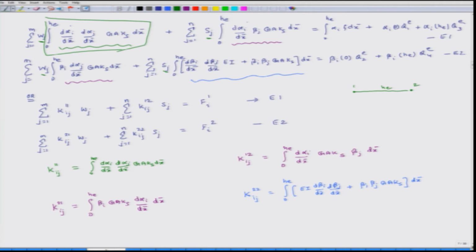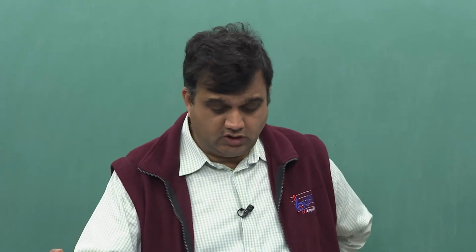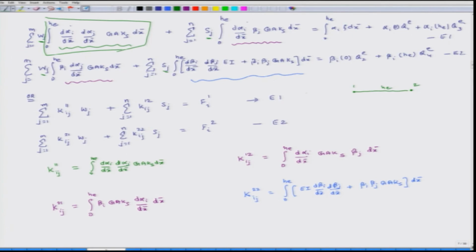Similarly, I get two equilibrium equations from the second weak form E2. Here also beta I is the weight function. So, I give two betas. In the first case I give beta 1 and in the second case I give beta 2. So, I get two equations. So, overall these are four equations associated with two nodes of an element which is He long.